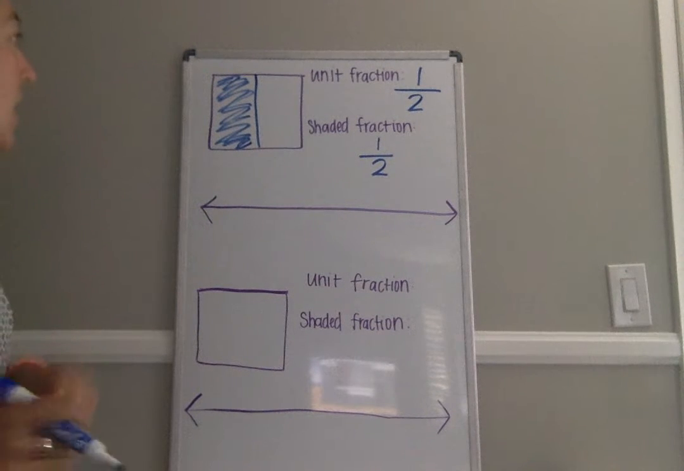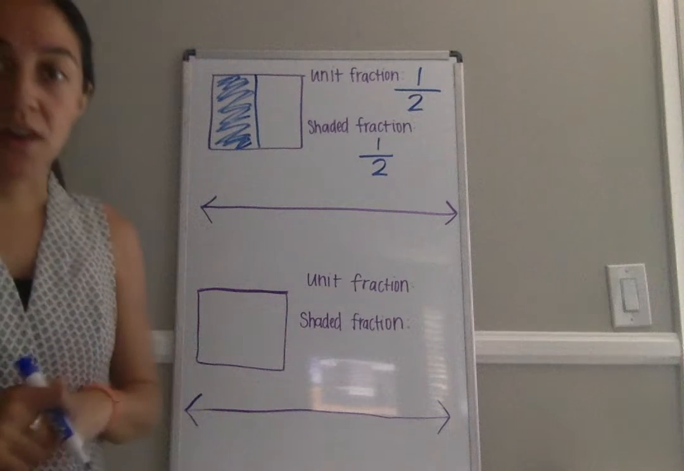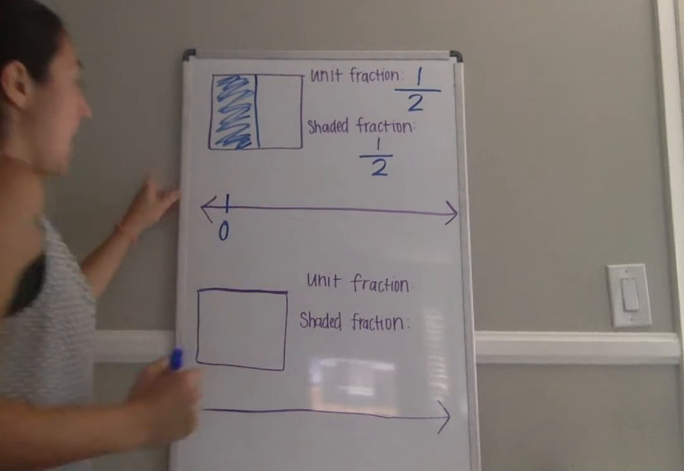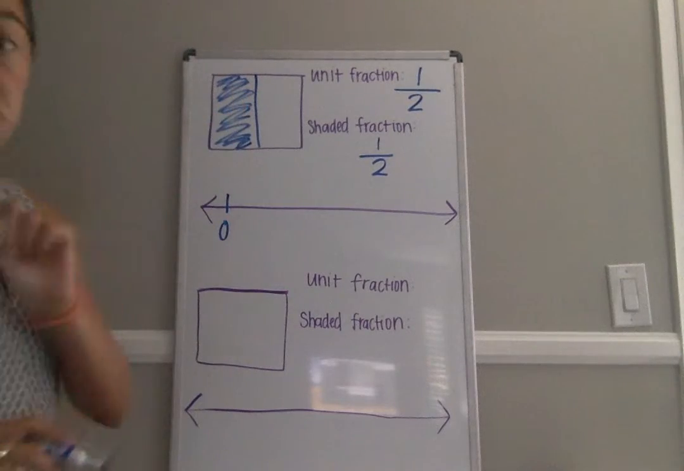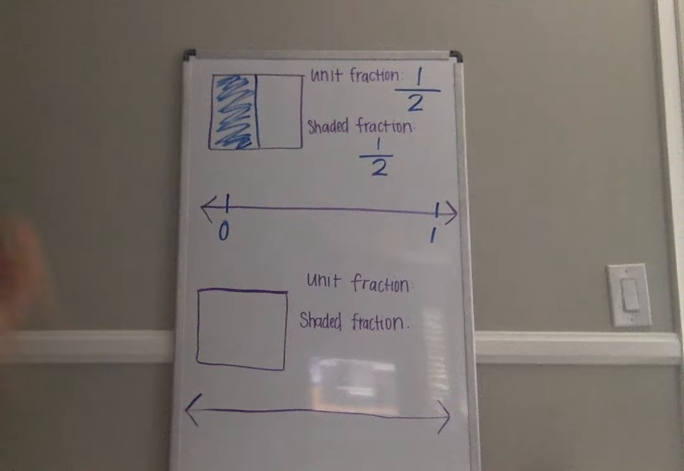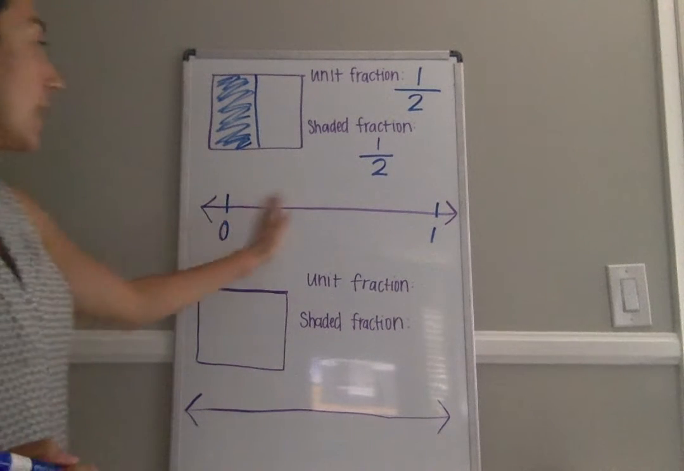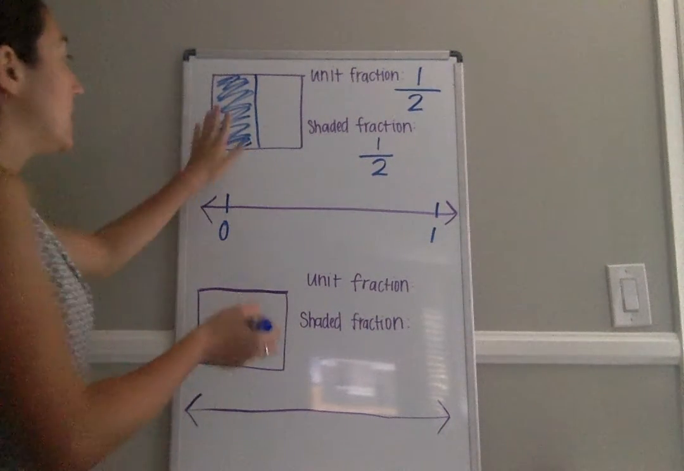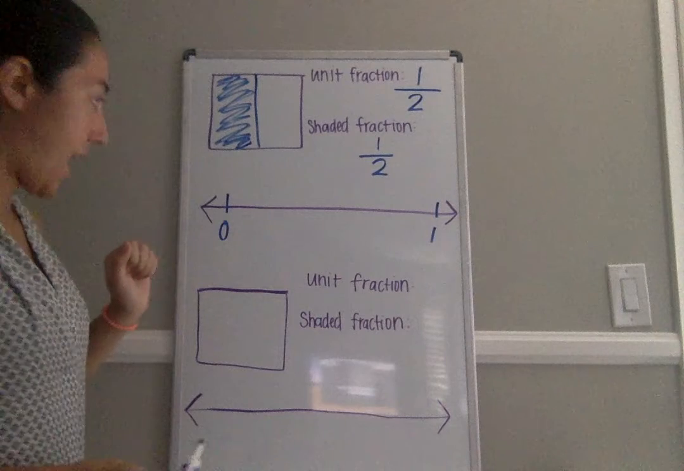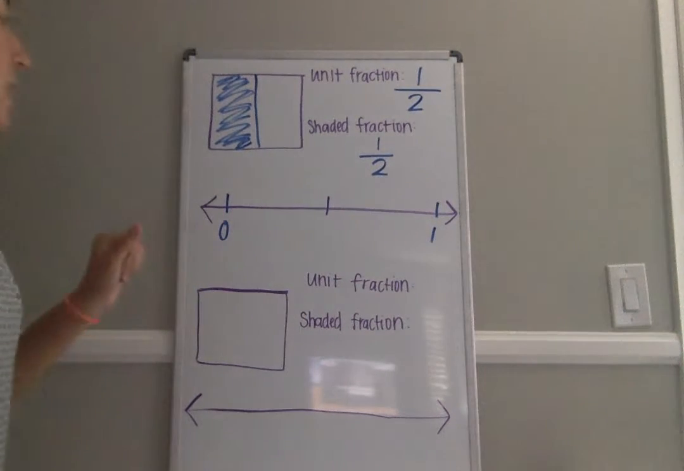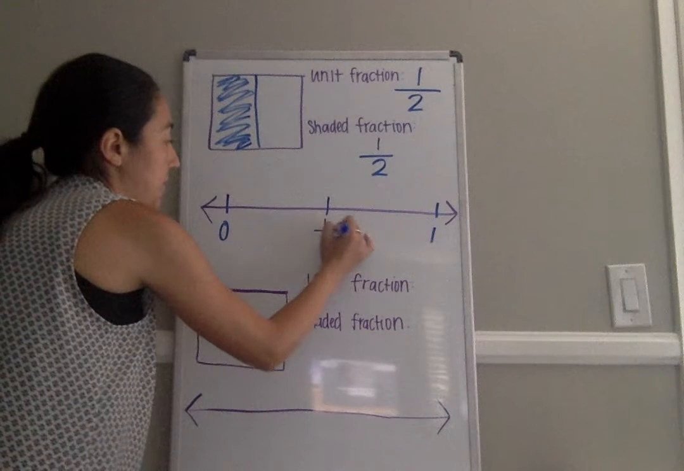The way that we plot this on a number line is that we always start with 0. And for this one, we only have one shape, so my endpoint is going to be a 1. Now, I have to break this line in half because this shape was broken into half. So halfway would be right about here, and then we could plot 1/2.